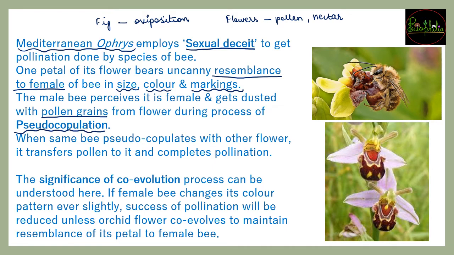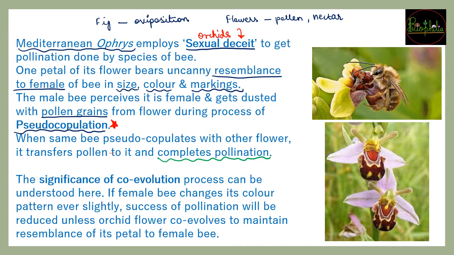So what are orchids going to provide? Orchids are going to provide the sexual dialect. They will have the sexual dialect, because of which male bees or male bumblebees will be attracted for the purpose of pseudo copulation. And once the same bee pseudo-copulates with some other flower, there will be completion of pollination.